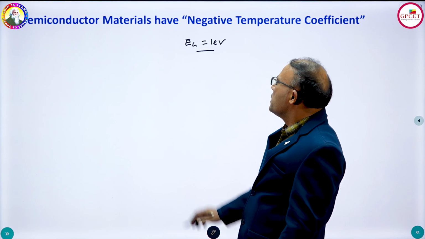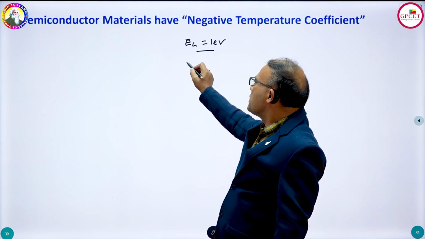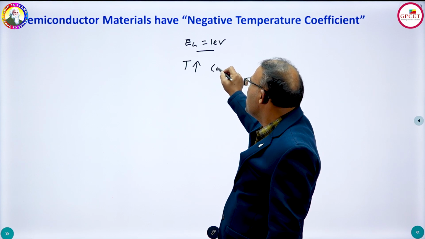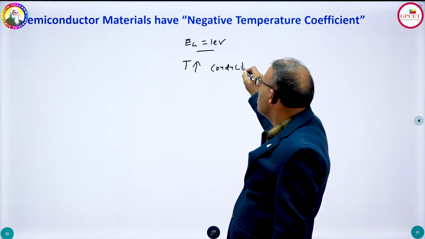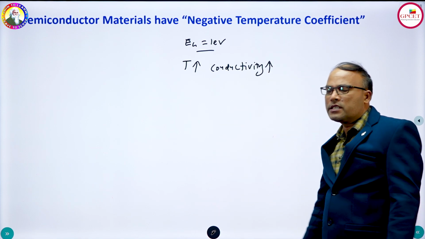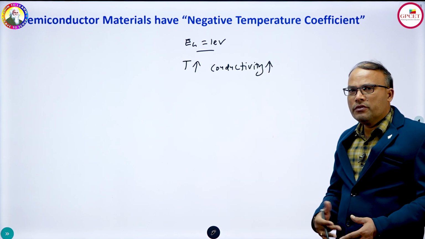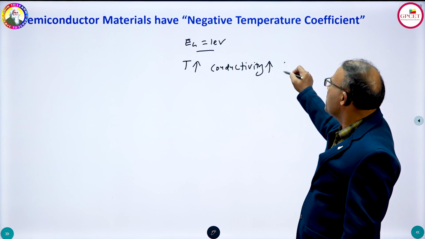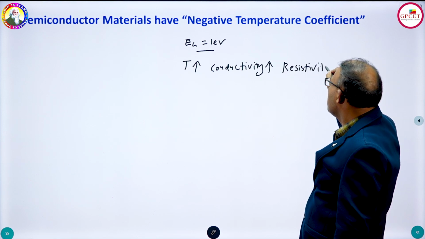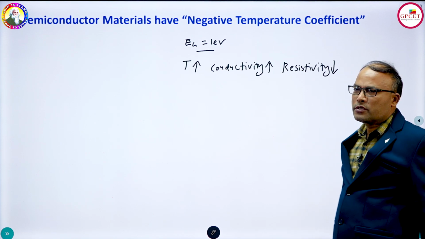So as temperature rises, conductivity increases. As temperature rises, conductivity of the charge carriers increases. If conductivity increases, what about resistivity? Resistivity decreases. As conductivity increases, resistivity decreases.